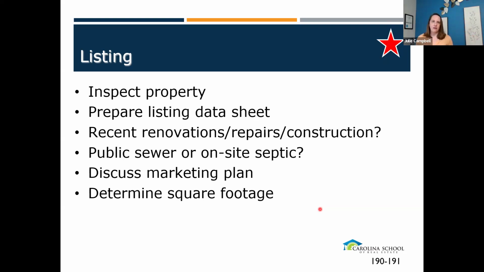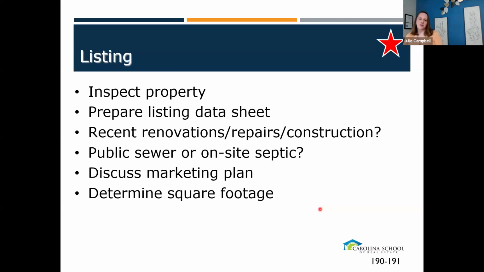How many times they'll say, oh, I don't know. Go tell them to go get their most recent bill from the city. And if they're being charged for sewer, they're on public. If they're not, they're on an on-site septic system. That's the easiest way to get to the bottom of that. So we can ask for copies of that.